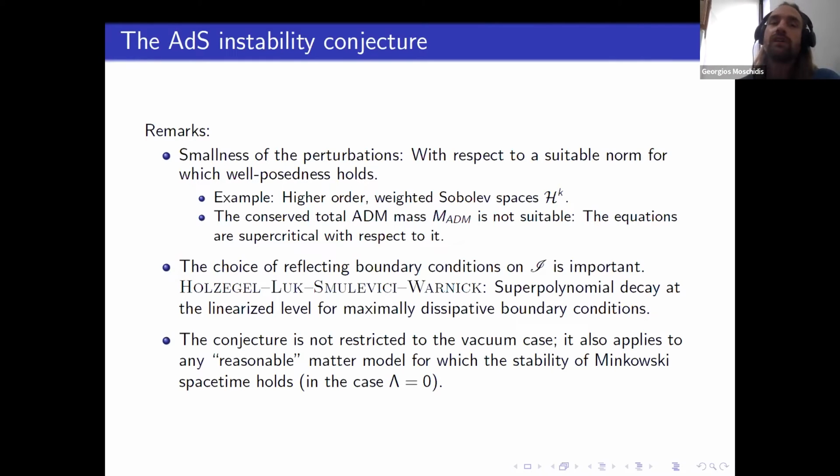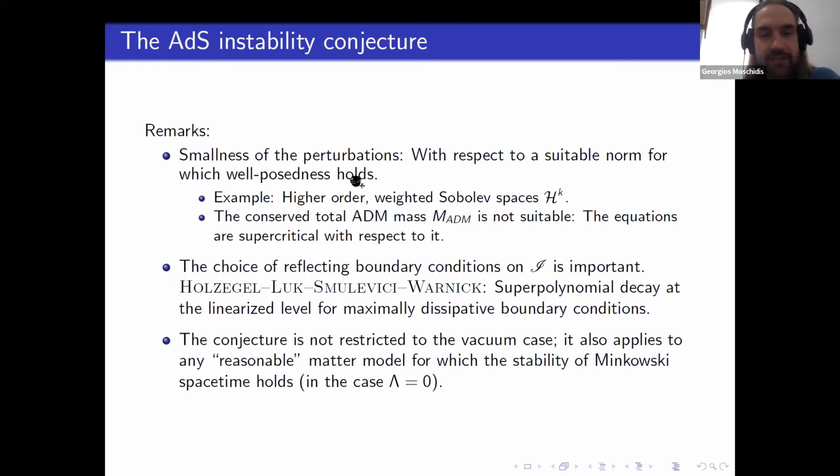Or one could be a bit minimalistic in the requirements and just ask for smallness with respect to a norm in which, first of all, the initial boundary value problem is well posed: you have existence, uniqueness, and continuous stability. And moreover, let's say for a norm like that, Minkowski spacetime is stable, like a norm in which, in the absence of confinement, we wouldn't have any problems with stability.